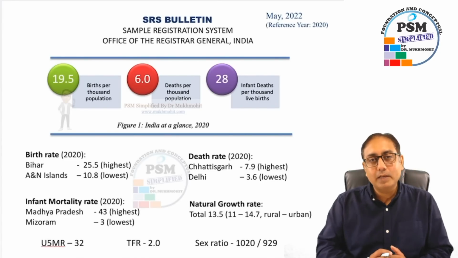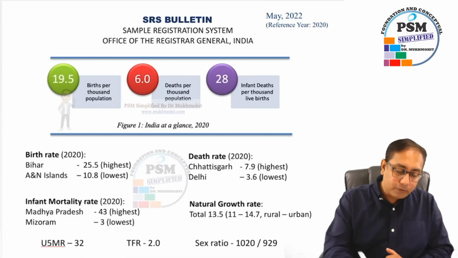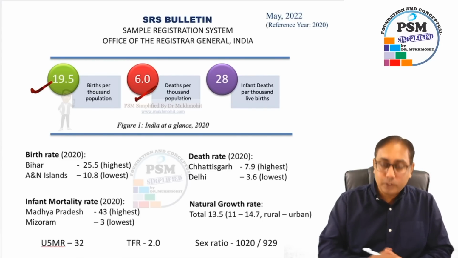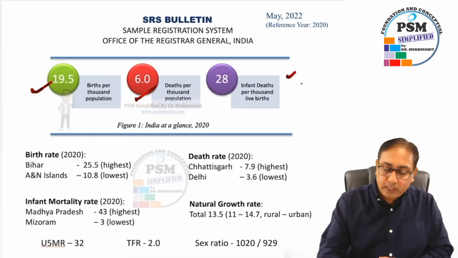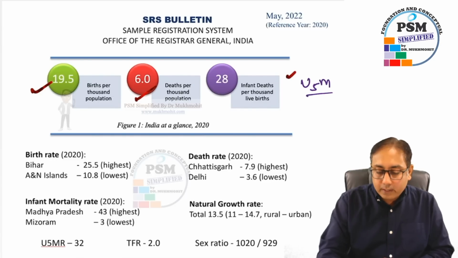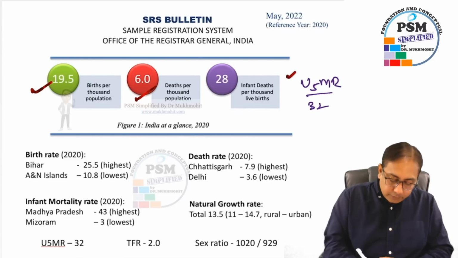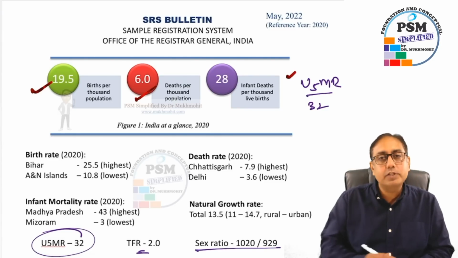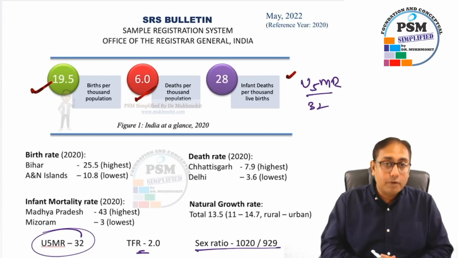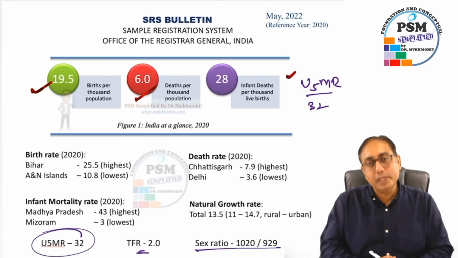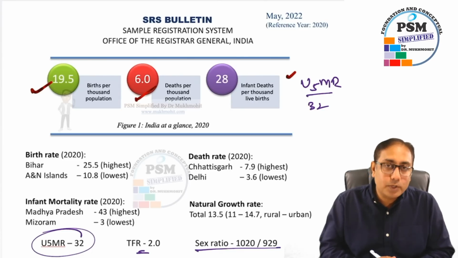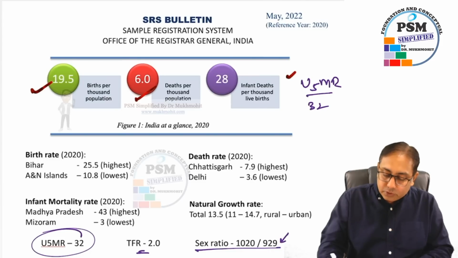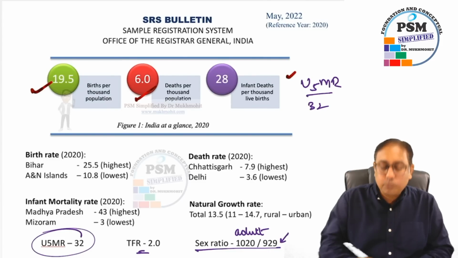Last is the SRS 2022 and the MCCD 2020 updates for you. Please note that the SRS data, which was released in May-June 2022, tells us that the crude birth rate in India is 19.5, the crude death rate is 6.0, the infant mortality rate is 28, and the under 5 mortality rate is 32. The total fertility rate is 2.0. The sex ratio as per NFHS 5 is 1020, and the child sex ratio, that is the sex ratio at birth, is 929. So the adult is 1020.